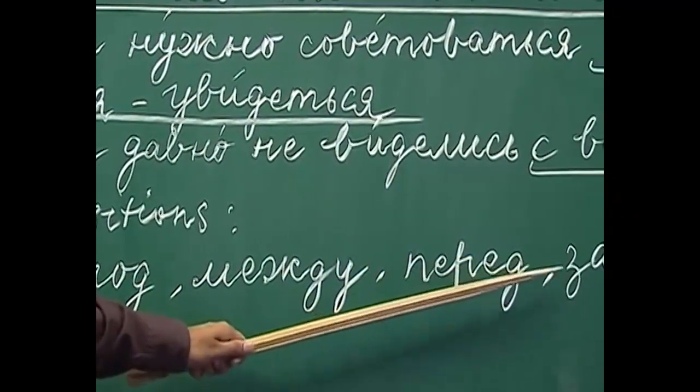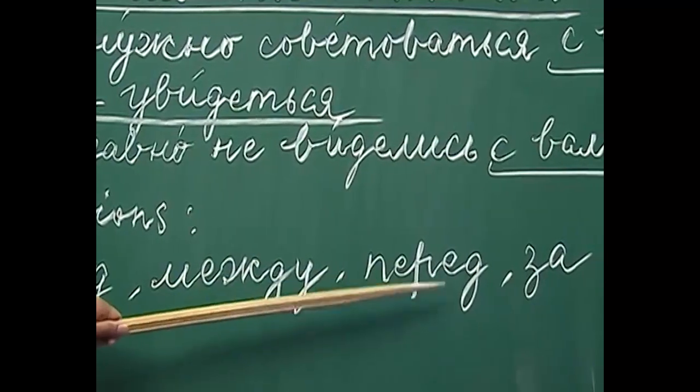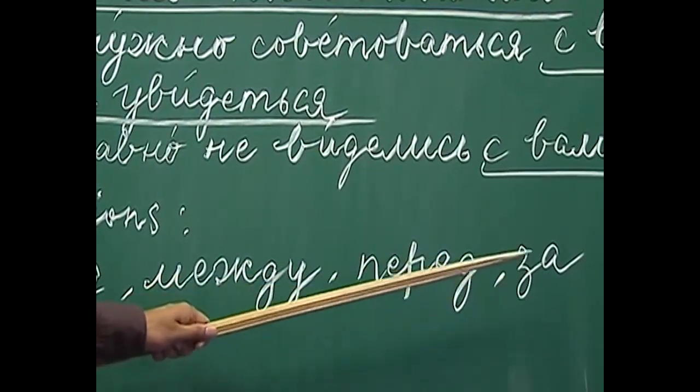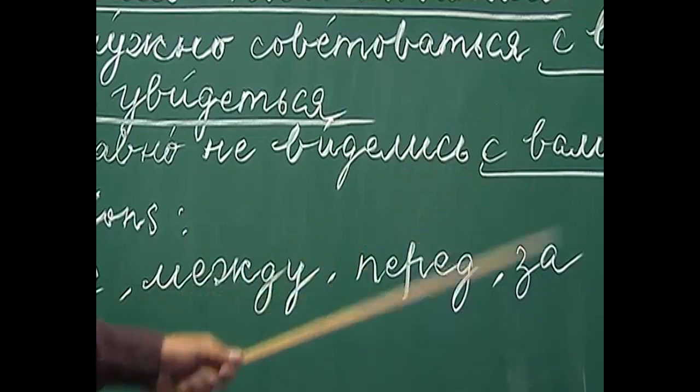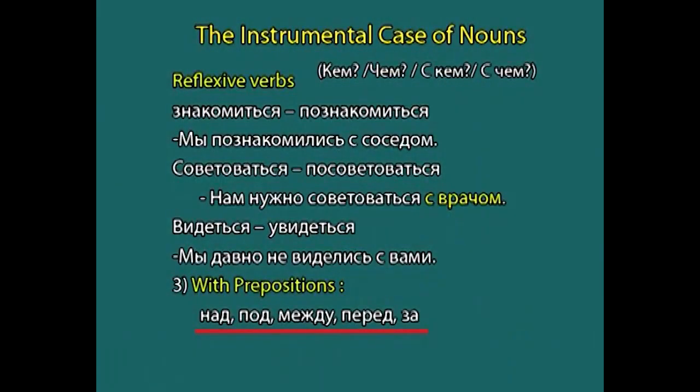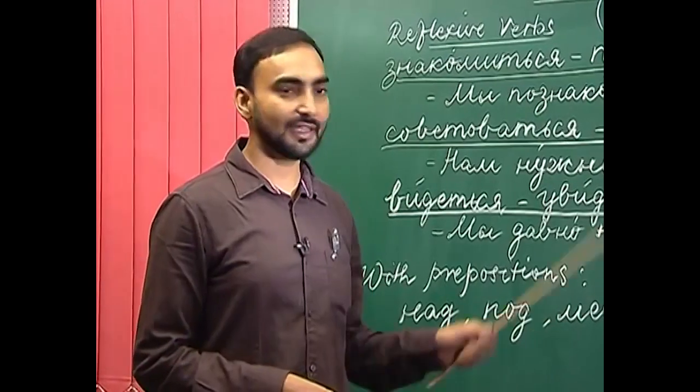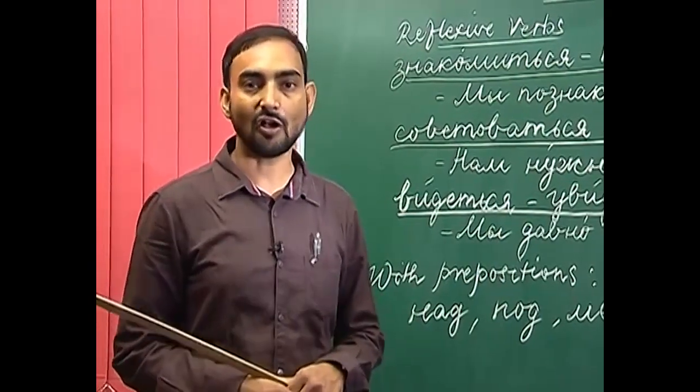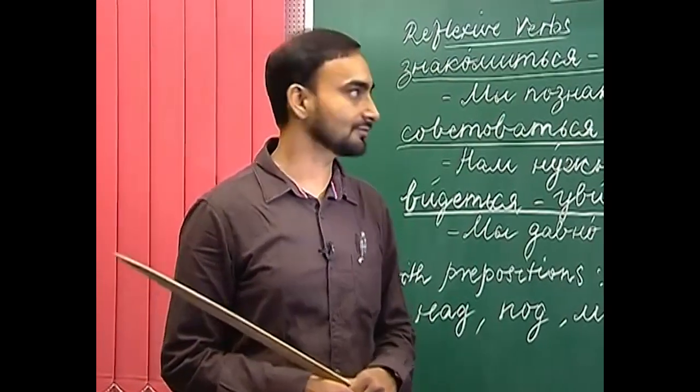Перед is in front of. It also takes the instrumental case of nouns. And за, за is behind. So, these are some of the prepositions which take the instrumental case of nouns. So, these were some of the uses of the instrumental case.